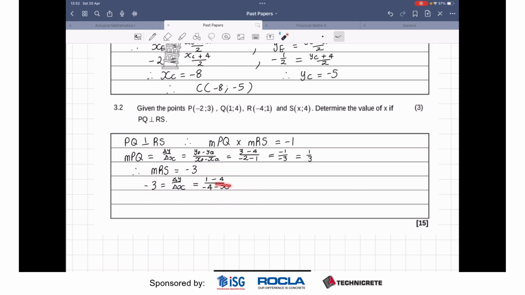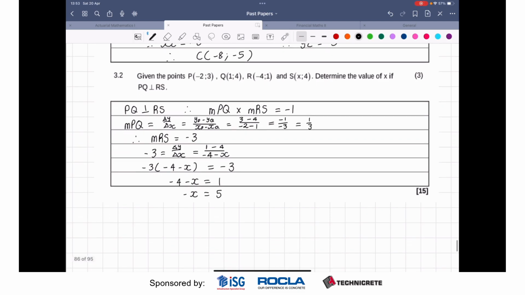So first I'm going to multiply everything by this denominator. On the left-hand side, I'm going to have -3 times (-4 minus x). And I'm just left with the numerator on the right-hand side, which is 1 minus 4, which is -3. So I can divide everything by -3, and I have this. And then I want x to be on its own, so I have -x. I take -4 over to the other side, and the -4 becomes positive, so I have 1 plus 4, which is 5. And I wanted to solve for x, not for -x. So I multiply everything by -1, and I get that x is equal to -5.